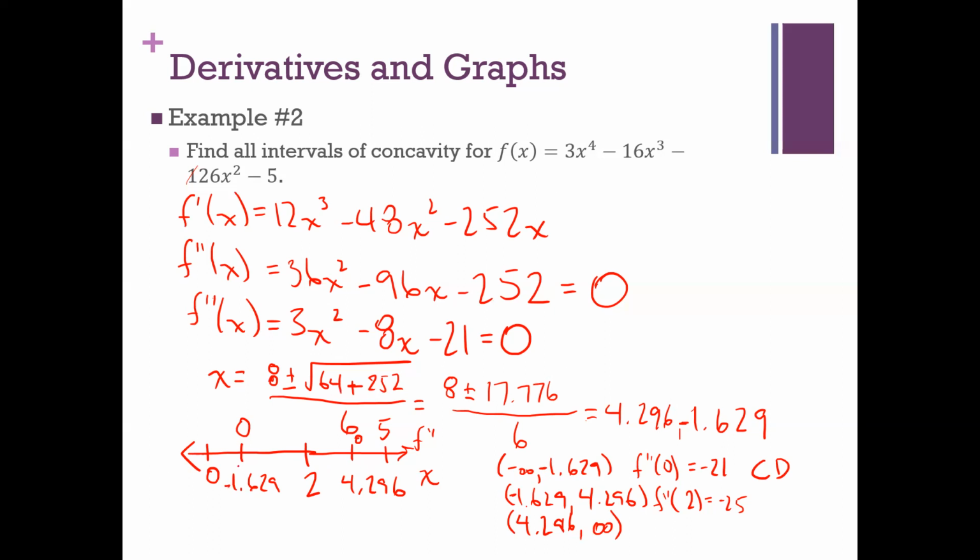So knowing that, I'm going to replace that 2 with a 0, and I'll replace this with a negative 2. So f double prime of 0 was negative 21. So now what's f double prime of negative 2? 7. So what does that mean about that interval? Concave up.